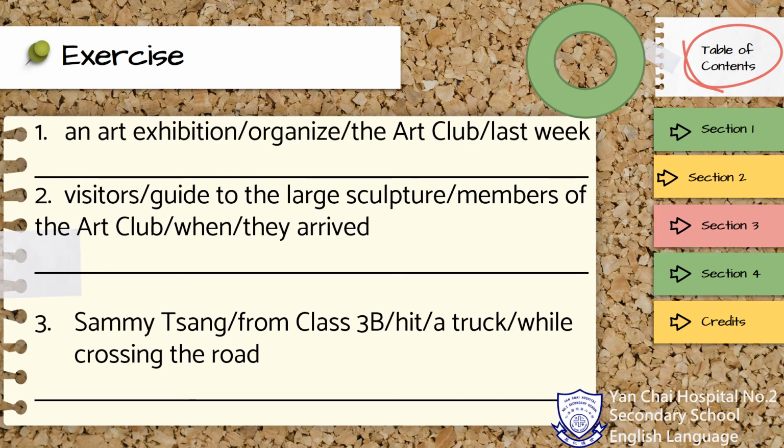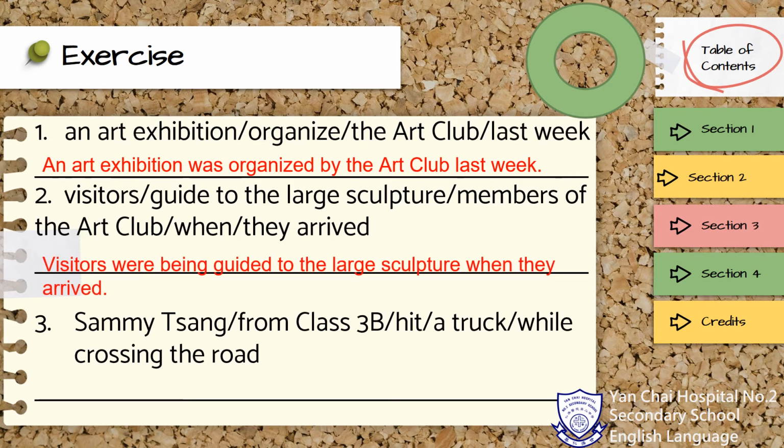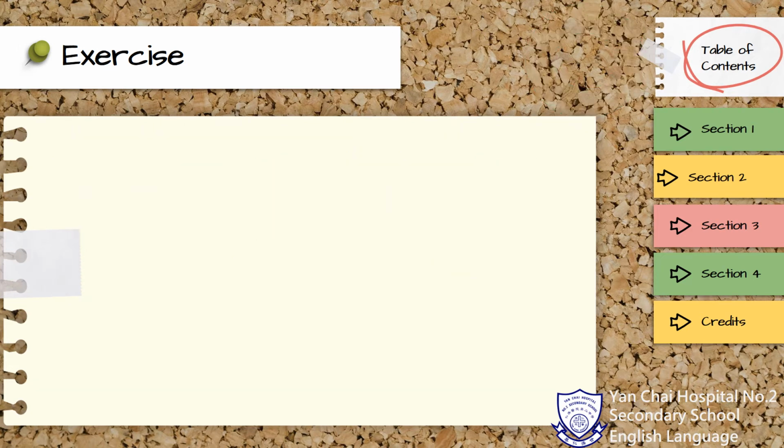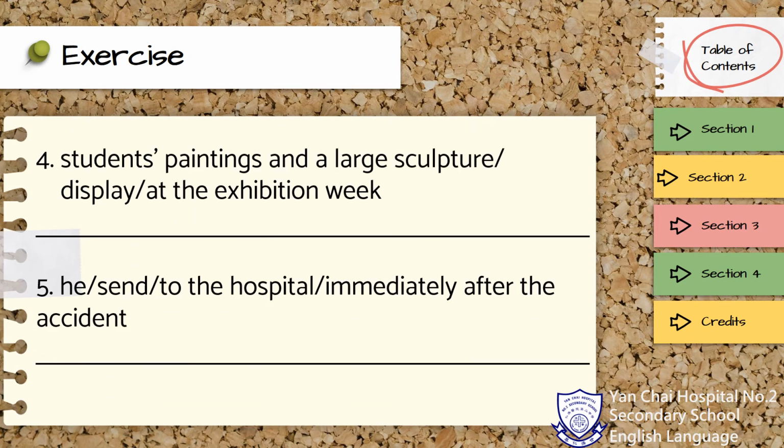So time's up, let's check the answer. First one, an art exhibition was organized by the art club last week. Second one, visitors were being guided to the large sculpture when they arrived. Number 3, Sammy Dunn from class 3B was hit by a truck while crossing the road. So again, you have 3 minutes to finish this task.